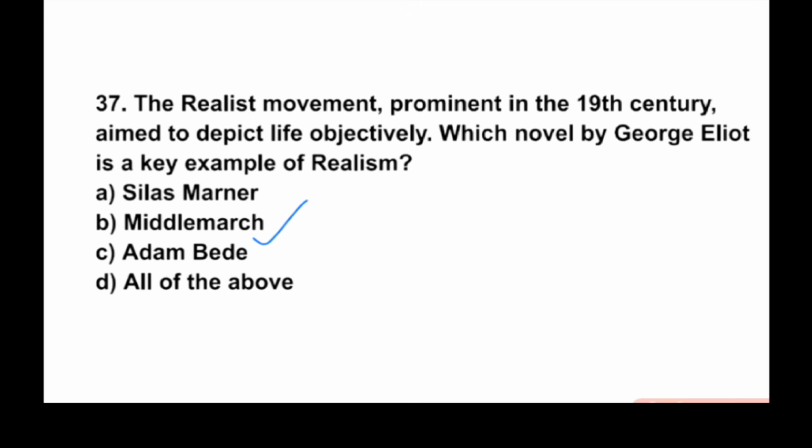Eliot's Middlemarch, 1871 to 72, offers a detailed portrayal of provincial life, embodying realist principles.